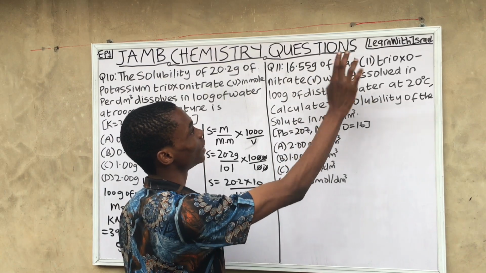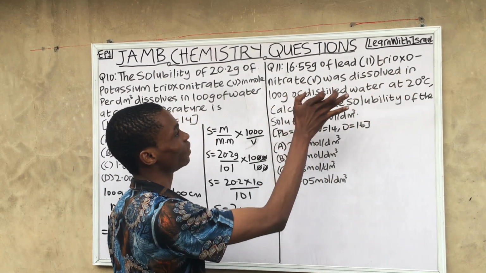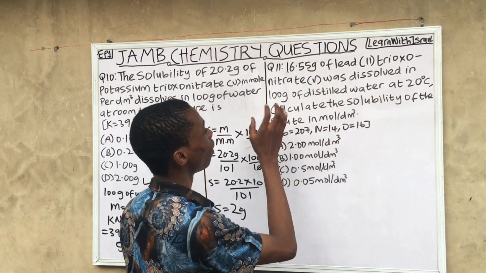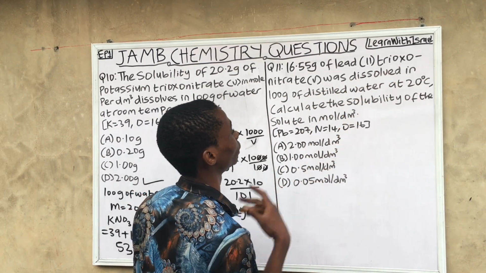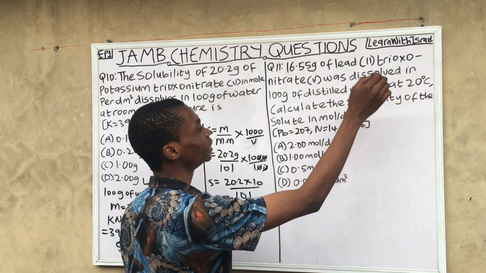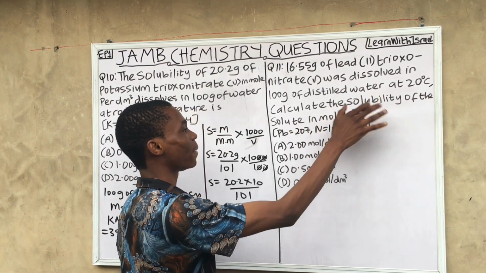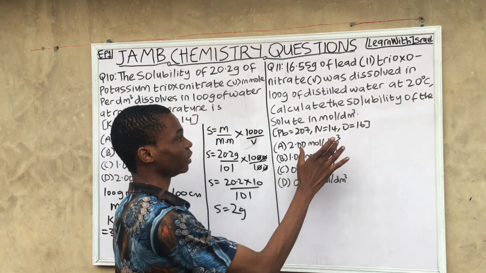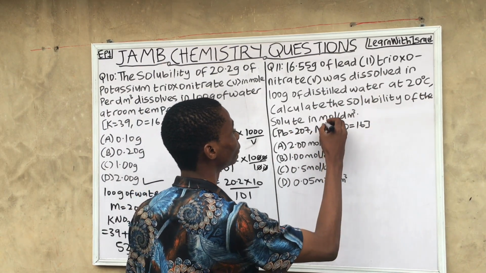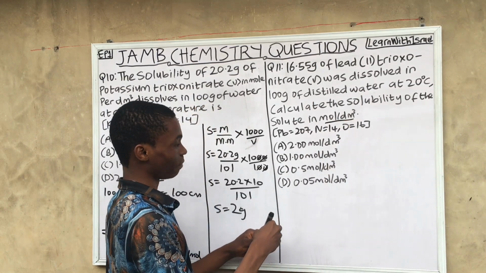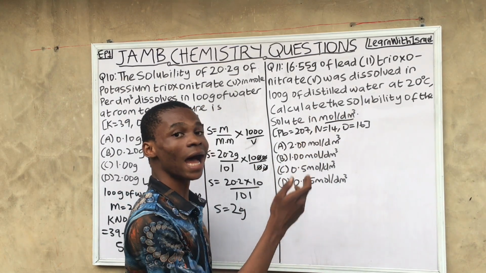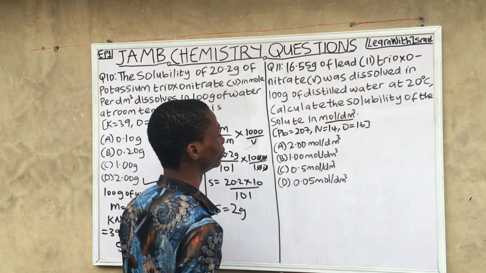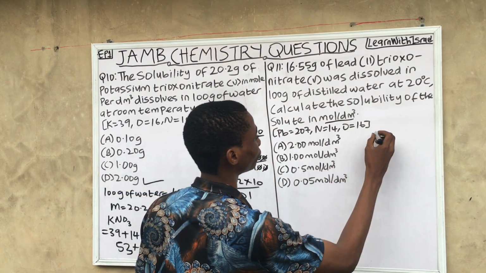16.55 grams of lead(II) nitrate was dissolved in 100 grams of distilled water at 20 degrees Celsius. Calculate the solubility of the solute in mole per dm cube. So we have to calculate in mole per dm cube. Our Pb, which is lead, is 207, our N, which is nitrogen, is 14, and our O, which is oxygen, is 16. So let's solve.